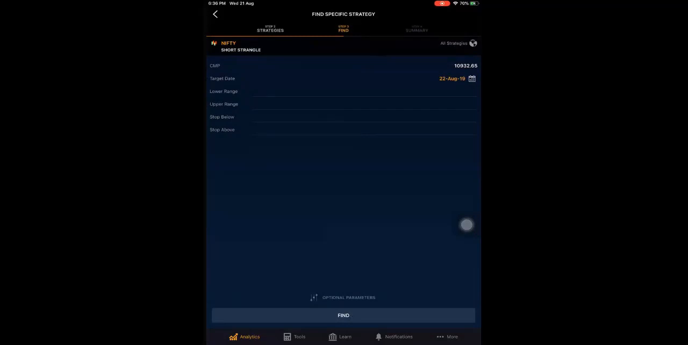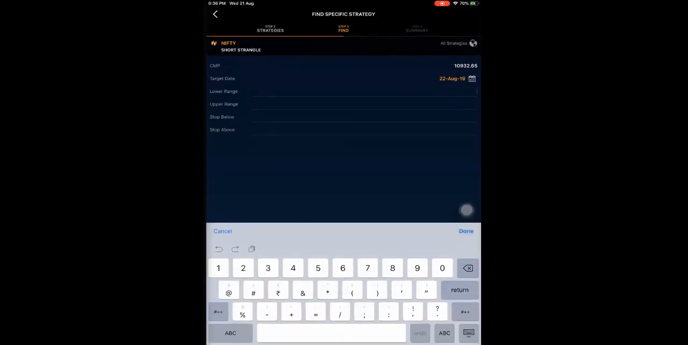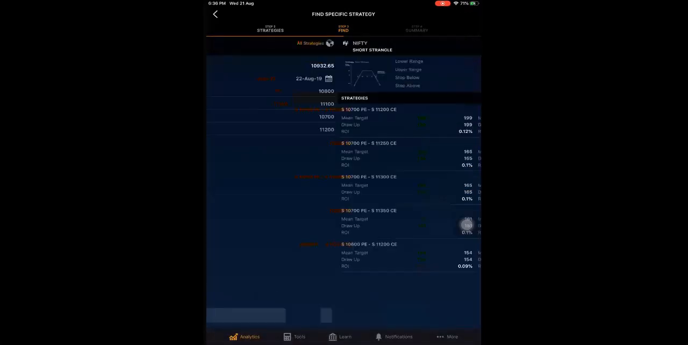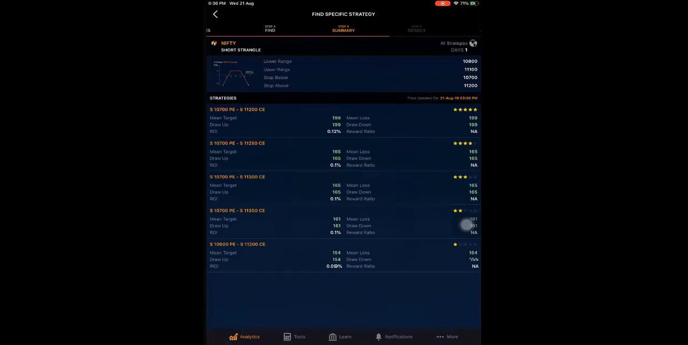Now you put your range. So what is my range? I'm expecting Nifty to be in the range of say 10,800 lower range, upper range 11,100. Stop loss is very, very important. You cannot move forward without a stop loss. So 10,700 is my SL and 11,200 is my SL2. I say find. Now it will tell you which strategy suits your parameters.